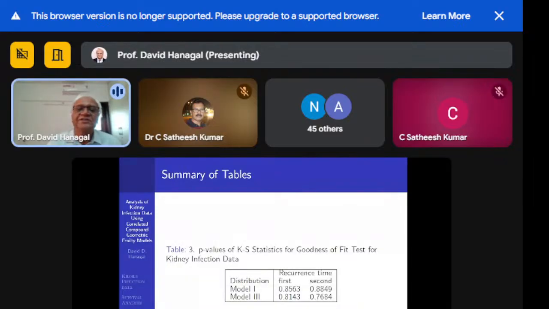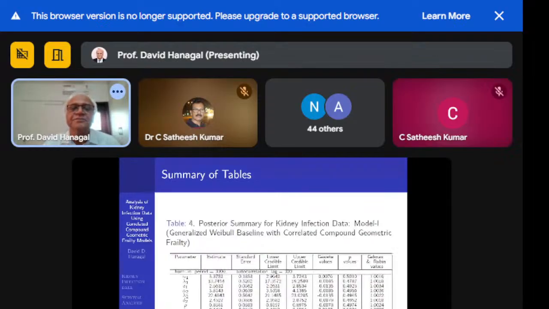Some tables. We have the case statistics for the goodness of fit test for model 1. The p-values of these case statistics are high, and the data agrees with the model. That means the data fits the proposed model. That is the meaning. Okay, this is model 1.